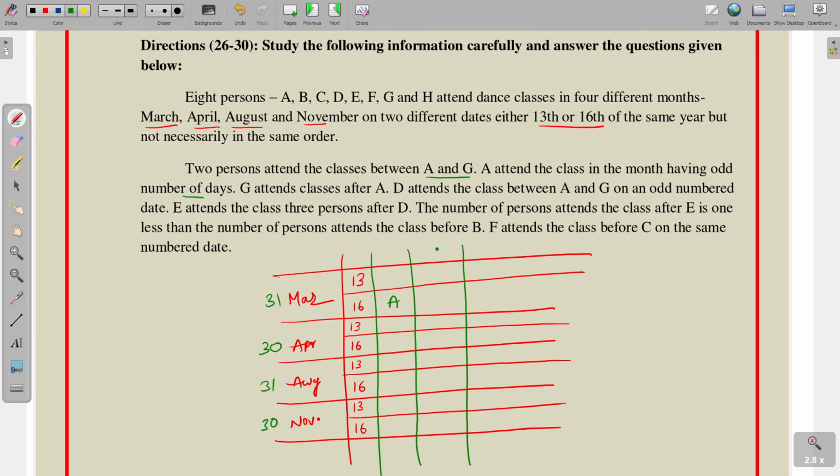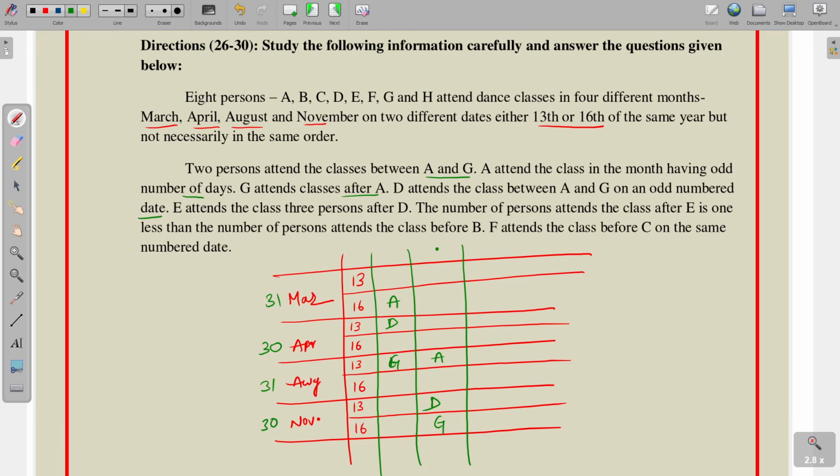If A is placed here and 2, so G is placed here. And this is the first possibility. And coming to the second one, odd number of days. So if A is placed here, 1, 2, here G is placed here. Only 2 possibilities we are getting. And next, G attends class after A. D attends class between A and G on an odd number date. So between A and G, on an odd number date, that is D here, and also D is placed here.